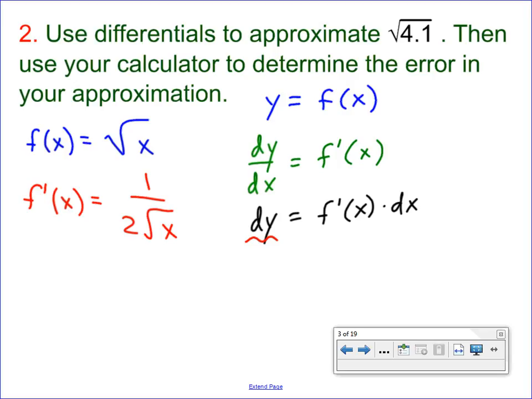I haven't been given an x value of concern. And yet we can look at our original question, approximate the square root of 4.1, and choose a convenient x value that's close to what we're trying to approximate. So I'm going to choose x equals 4 as my x value. I'll use that to get my instantaneous rate of change. If I choose x equals 4, then my known function value is y equals what? So my known function value would be y equals 2, yes?